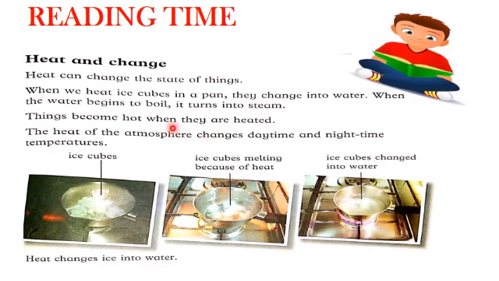Things become hot when they are heated. The heat of the atmosphere changes daytime and nighttime temperature. Heat can change the state of things. When we heat ice cubes in a pan, they change into water. When the water begins to boil, it turns into steam. You can see here in these images. Things become hot when they are heated.